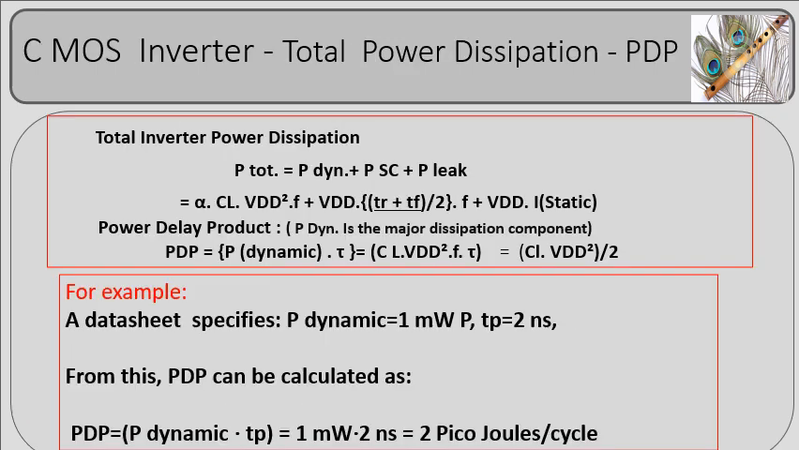Total power dissipation of a logic gate is the sum of static, dynamic and short-circuit power dissipation. The mathematical relation of total power dissipation and PDP computation is presented.